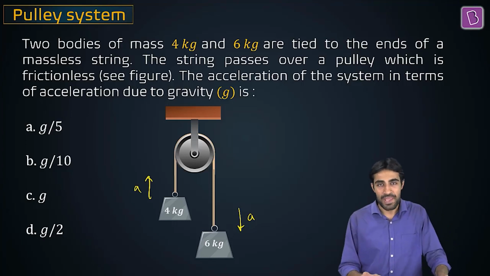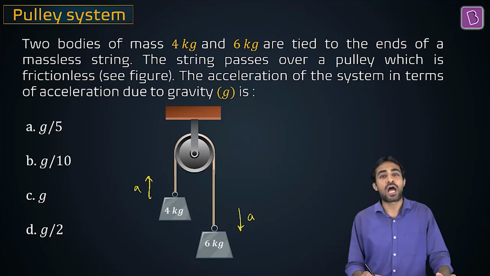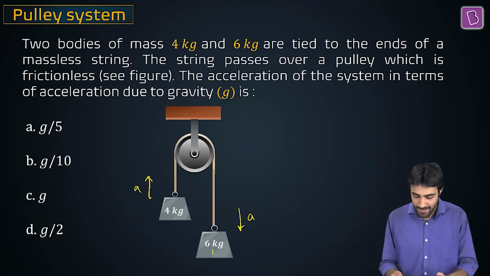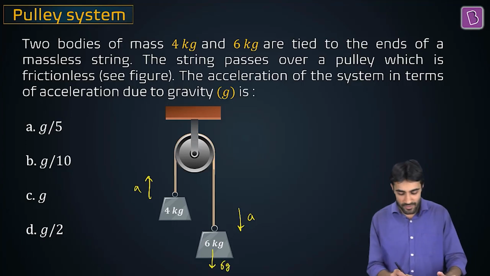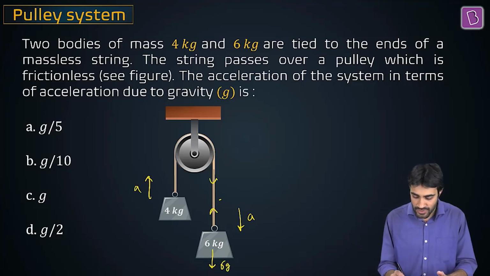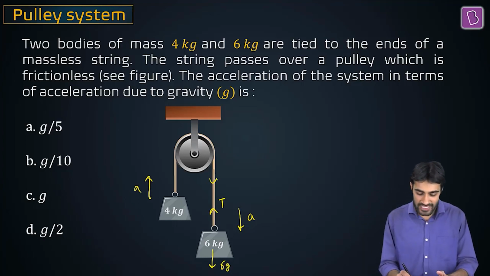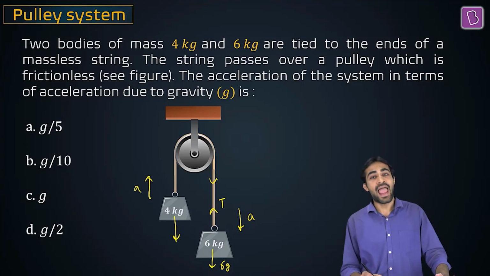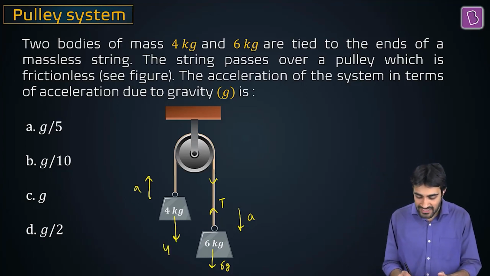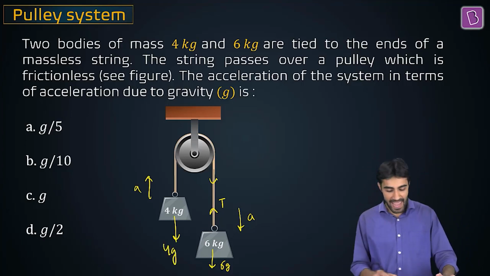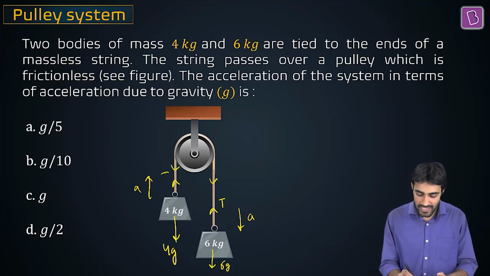Let's begin. Now, on the 6 kg mass, what are the forces? One force is mg, this is 6g in the downward direction. And another force is tension T in the upward direction. Now, let's go to the 4 kg block. There is mg on this 4 kg block as 4g in the downward direction, and there is tension T in the upward direction.